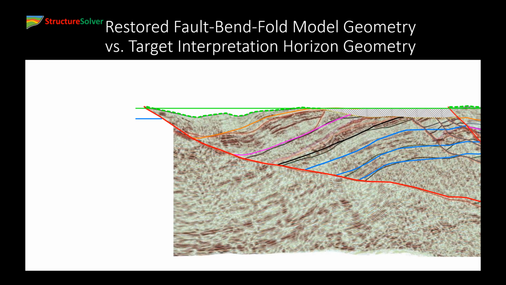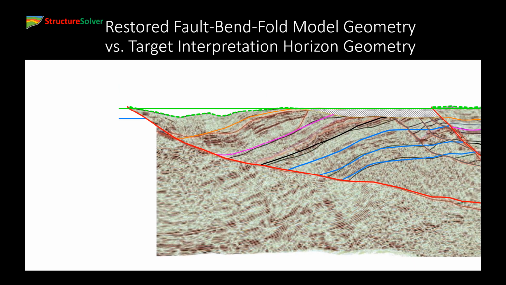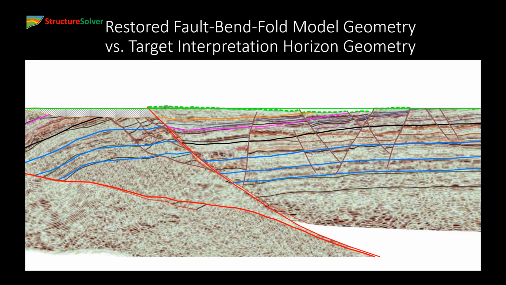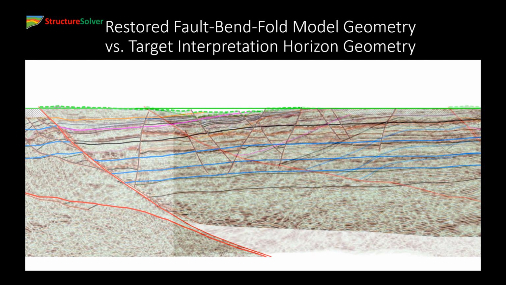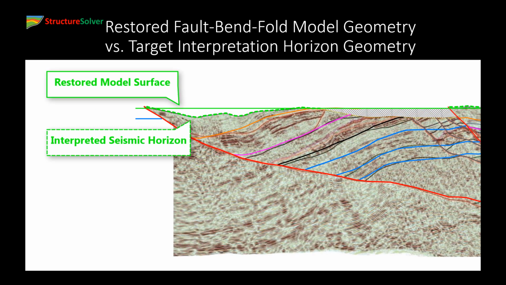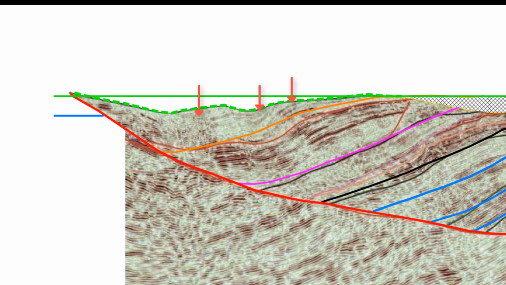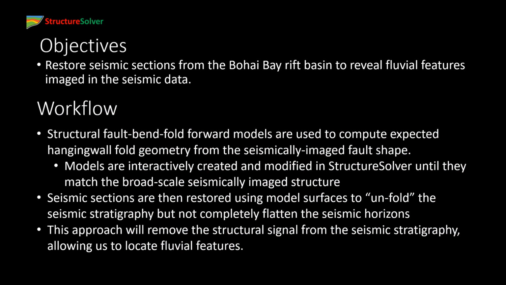The model fold surfaces are then used to restore the seismic image to remove most of the geometry associated with fault-related deformation. The remaining horizon geometries in the restored seismic image are then interpreted to represent non-structural geologic features related to the alluvial and fluvial processes that dominate rift basin sedimentation. This approach can potentially preserve any non-structural sedimentary architecture in the restored seismic image.